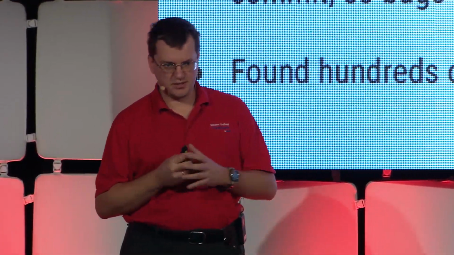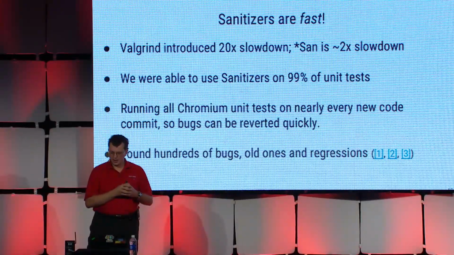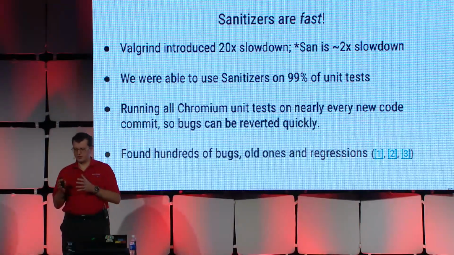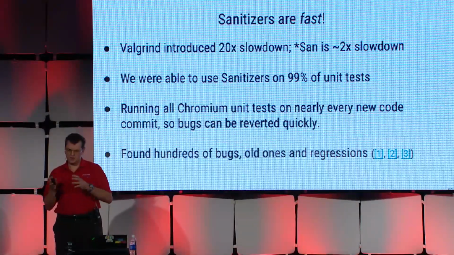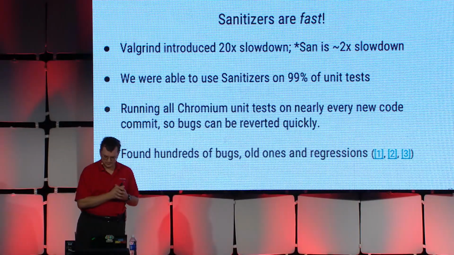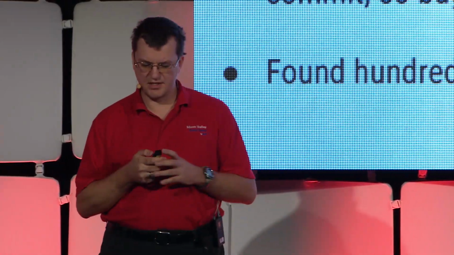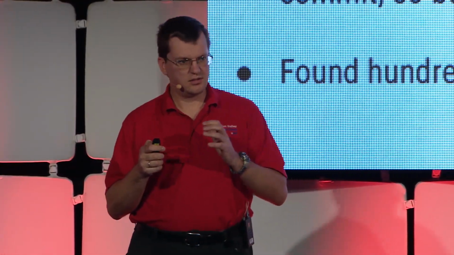We have unit tests for every single bit of our own code base. Not necessarily for third-party libraries that we're using, but at least for our own code base. And with the sanitizers, we were able to run all the unit tests for almost every commit. And we have multiple commits every day. So it means that if we find a bug, a new regression, we can report it, revert it, or fix it within a few hours, not within a few days or weeks, as we had before. So we found hundreds of bugs this way, both old bugs that were there for years and regressions.